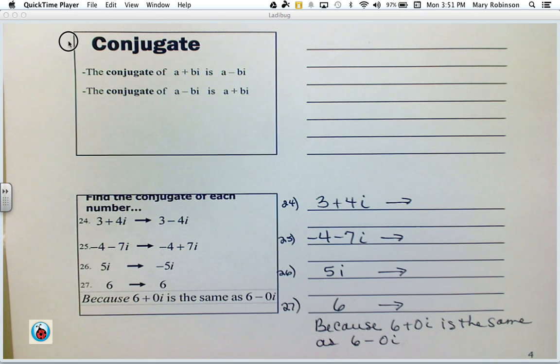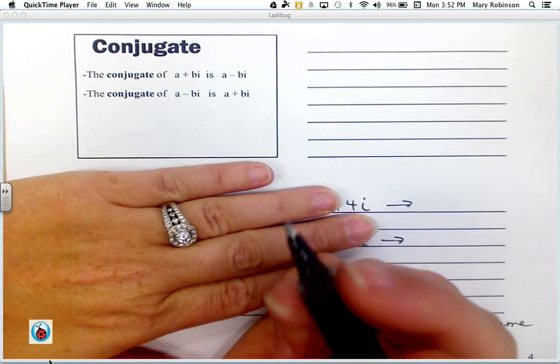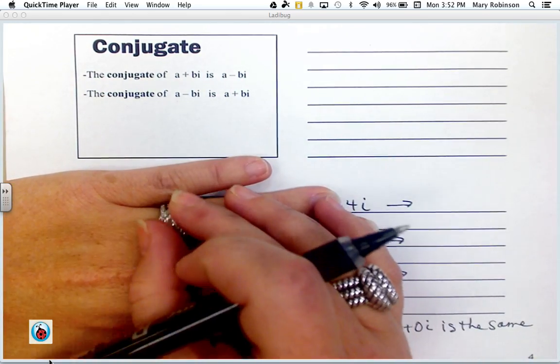This video is a follow-up video to the last video on adding, subtracting, and multiplying complex numbers. This topic will be on dividing complex numbers. To get started, the first thing we need to understand is how to find a conjugate.